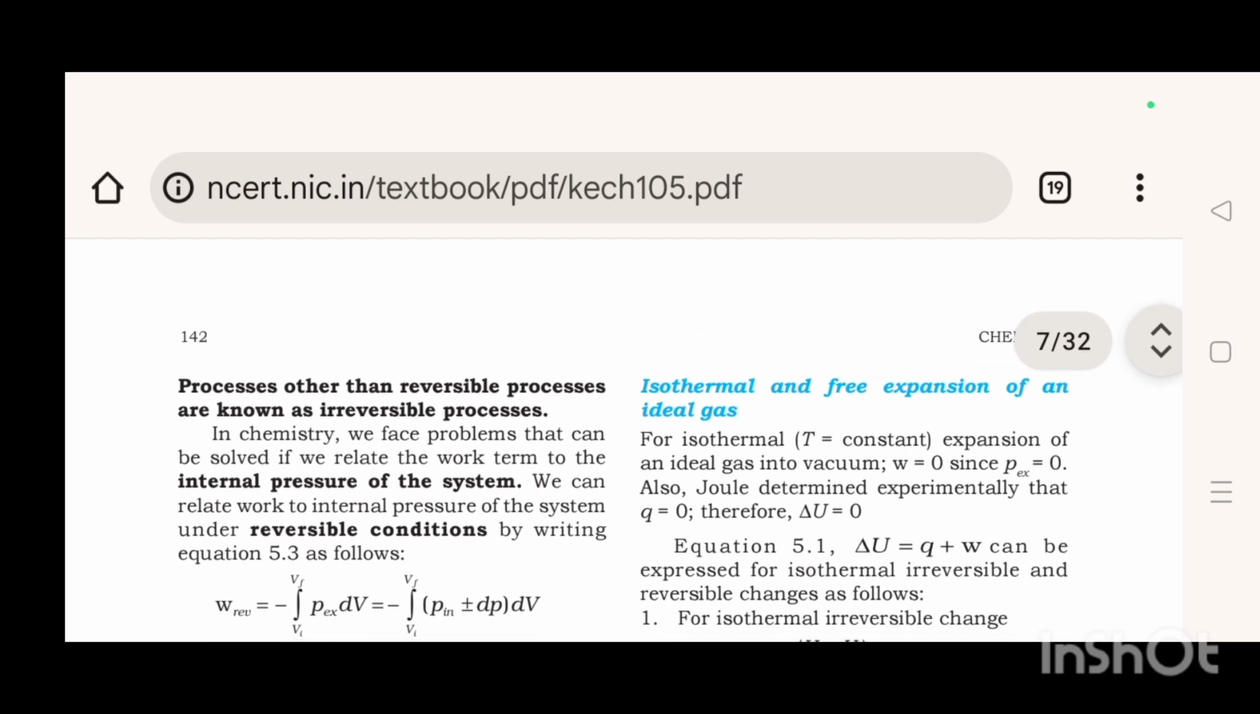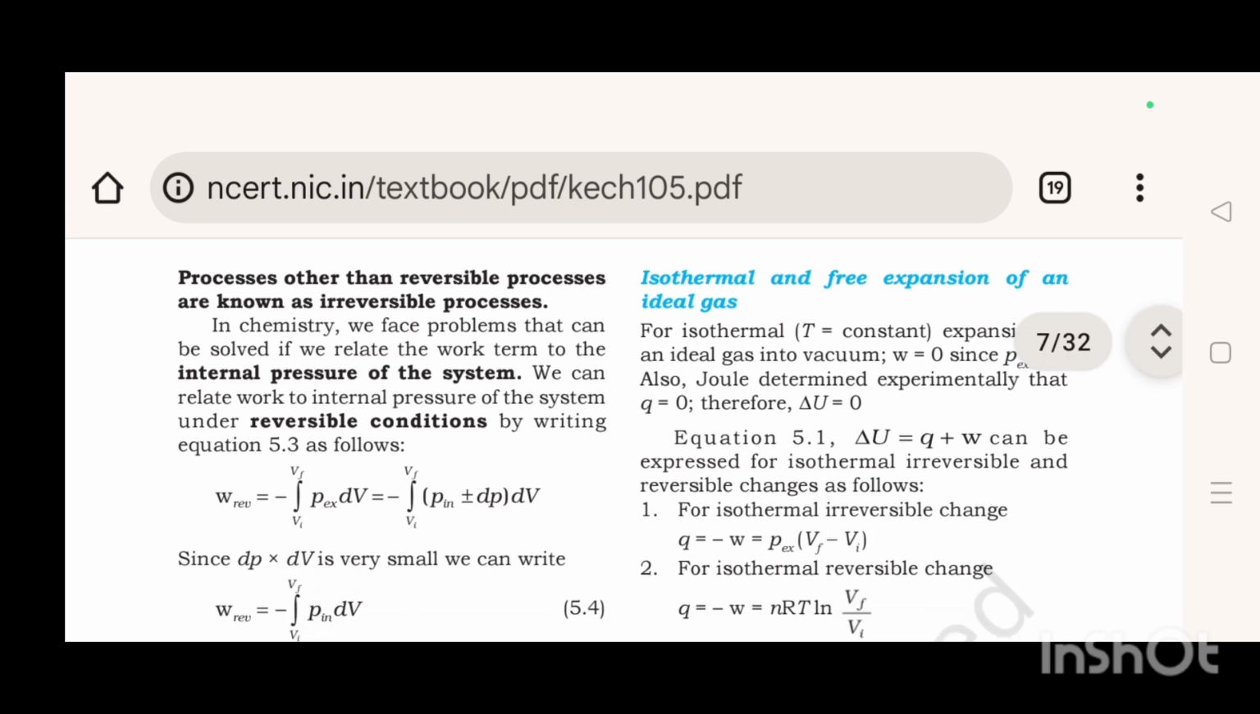Processes other than reversible processes are known as irreversible processes. In chemistry, we face problems that can be solved if we relate the work term to the internal pressure of the system. We can relate work to internal pressure of the system under reversible condition by writing the equation W reversible equals minus integration V initial to V final P external dV, equals minus integration V initial to V final (P initial ± dP) dV.